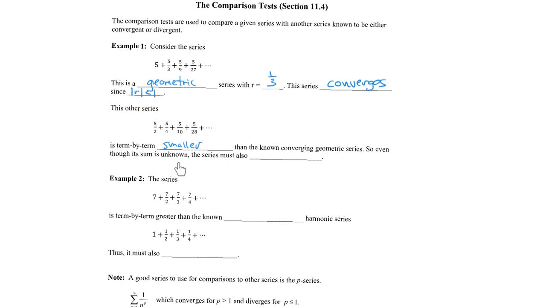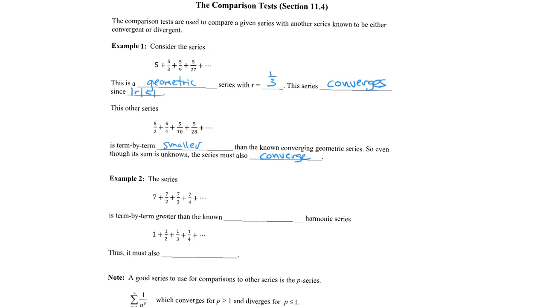So even though its sum is unknown, we can't find the sum of this series because this is not a geometric series, right? This is definitely not a geometric series, but we know this series must also converge. It has to, because think about it. If these add up to a certain number, right, it converges. We can add this up and we get some number. Well, if this series is term by term smaller, then there's no way we could add these up and get infinity or something, right? So that means that it would also have to converge.